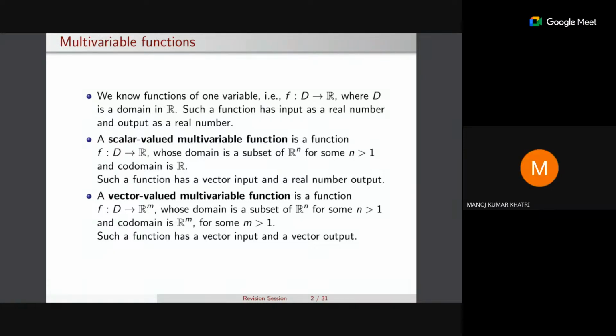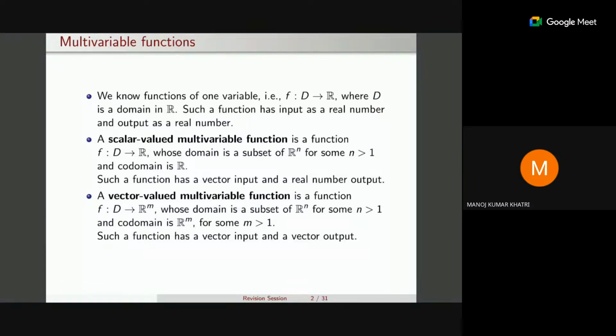Sorry to interrupt you. Good evening, sir. Actually, there was a stats 2 session. I just joined, got late. Can you, sir, repeat where we have started? This is basically the first slide. We are just building up what a multivariable function is, and scalar valued and vector valued multivariable functions. Okay, just a request to repeat, sir. Will be grateful, sir.